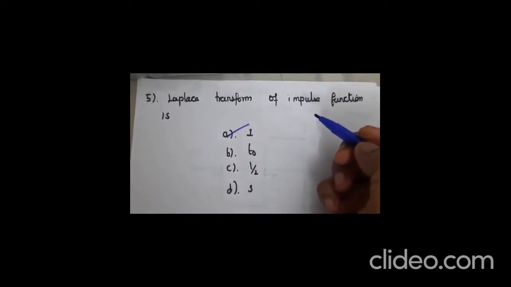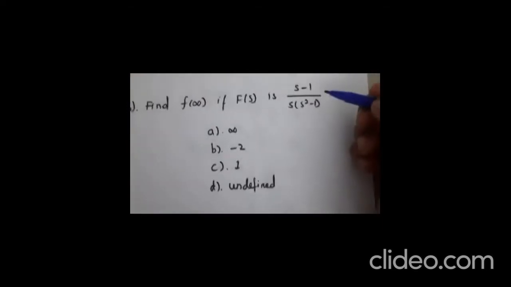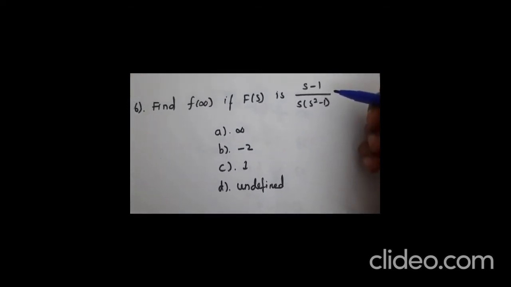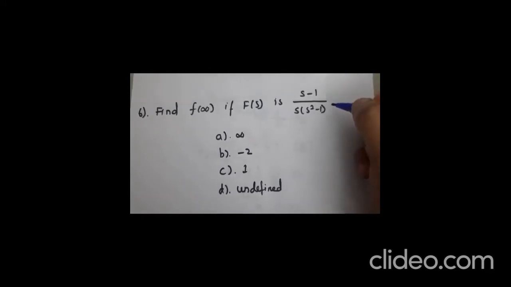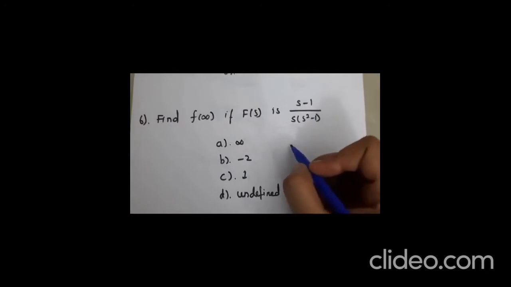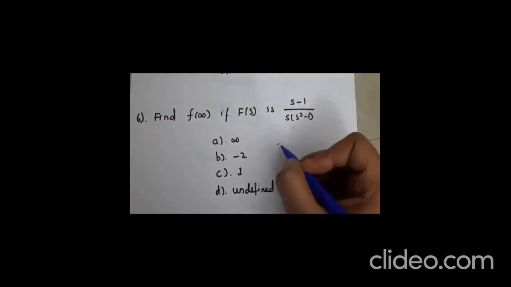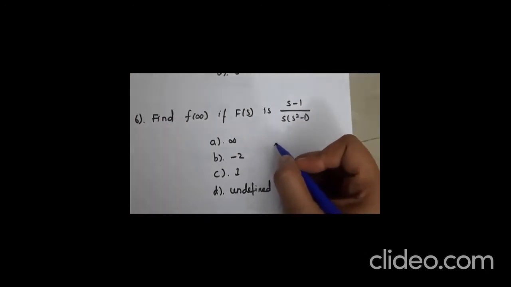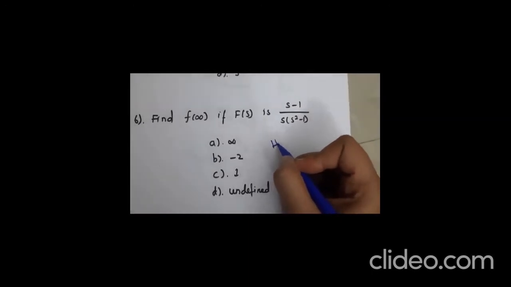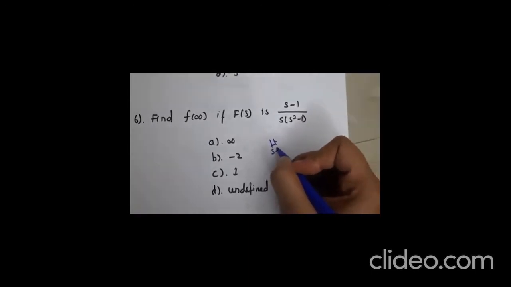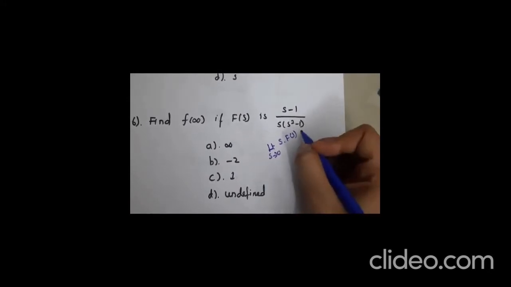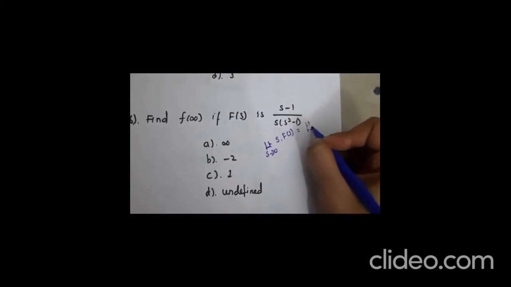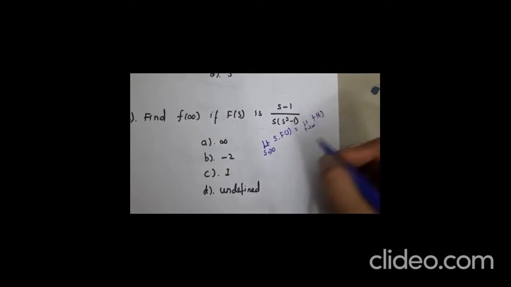1 is the answer. So next question, find f of infinity if F of s is s minus 1 divided by s into s square minus 1. Again, this is the final value theorem. Based on that, we can find the answer here. So the final value theorem says that the limit s tends to 0 of s into F of s is equal to the limit t tends to infinity of f of t.